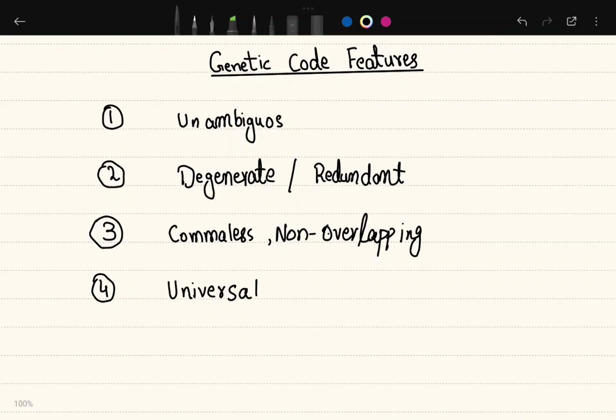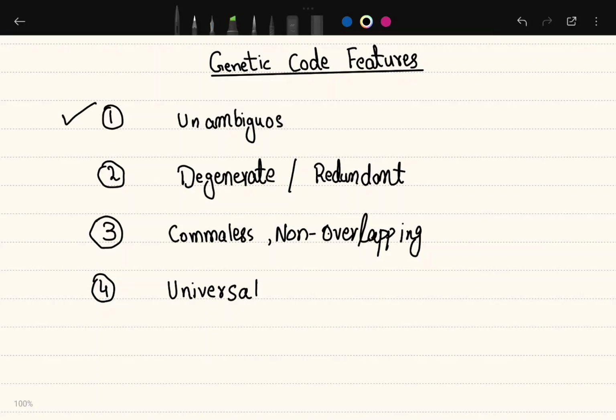First we study the unambiguous feature. Imagine if the word bat meant flying mammal to one person and baseball equipment to another. That would be confusing. The genetic code avoids this. It is extremely specific. Each word, called a codon, in the DNA instructions corresponds to only one specific ingredient, an amino acid. This ensures there is no confusion. When the cell reads the code, it knows exactly which building block to use next.